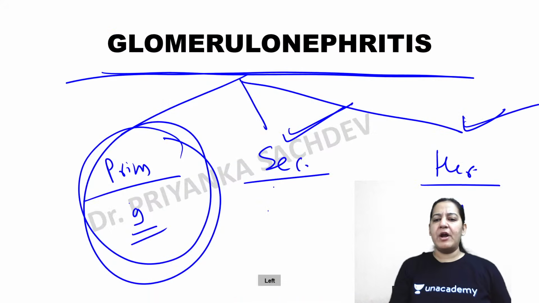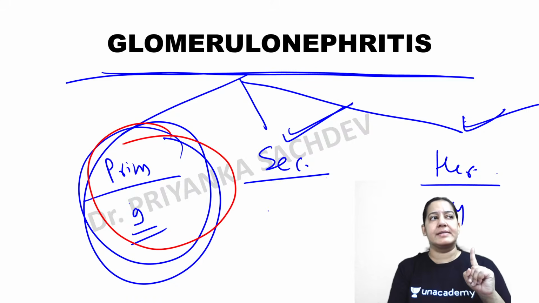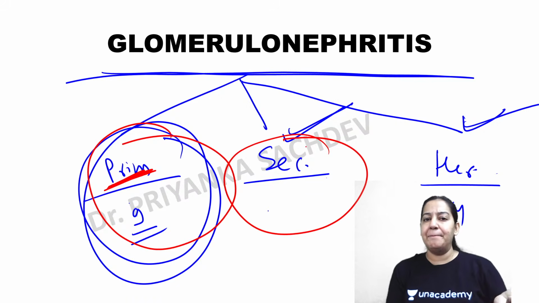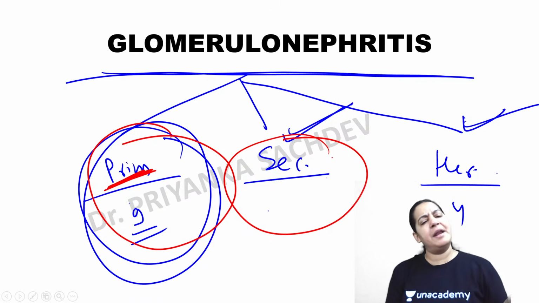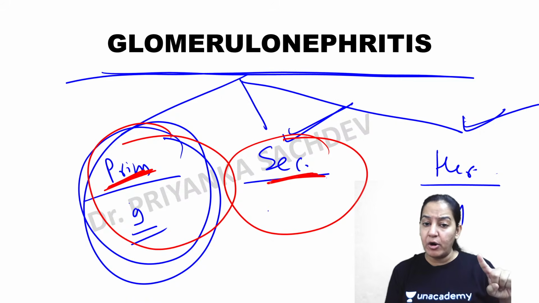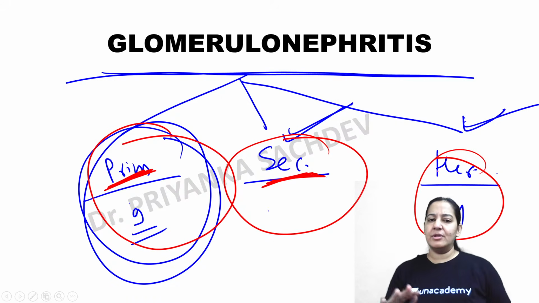What is the difference between primary, secondary and hereditary? In primary glomerulonephritis, basically the disease is involving the glomerulus. The primary disease is of glomerulus. In secondary glomerulonephritis, the main disease is something else. It can be diabetes, it can be SLE, it can be anything else. But glomerulus is involved secondarily, not as a main disease. And in hereditary, it is hereditary in nature. So there is some mutation and it is hereditary congenital in nature. So these are the 3 types of broad classification of glomerulonephritis.